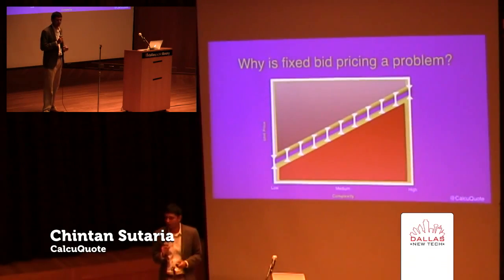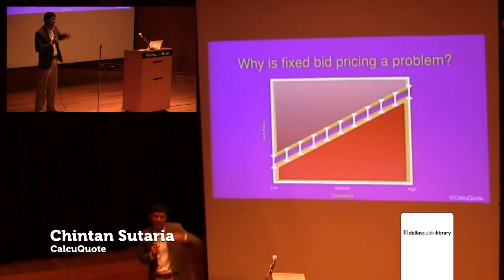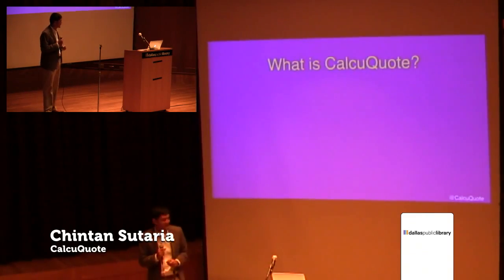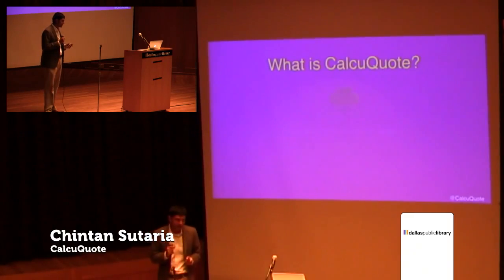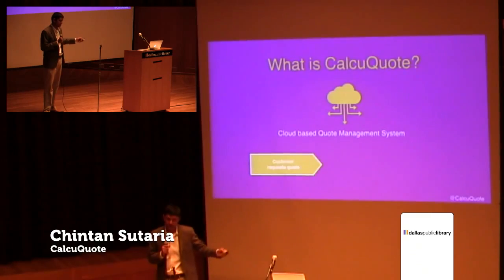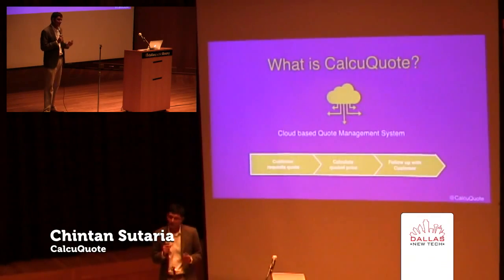And that's where CalcuQuote comes in. We help contract manufacturers stay in that narrow band of having an accurate cost model that gives an accurate price. So what is CalcuQuote? CalcuQuote is a cloud-based quote management system. So we start with when a contract manufacturer's customer requests a quote from them, help that contract manufacturer come up with a price accurately and quickly, and then we help them follow up with their customers so that they turn their quotes into sales orders, which is very important.